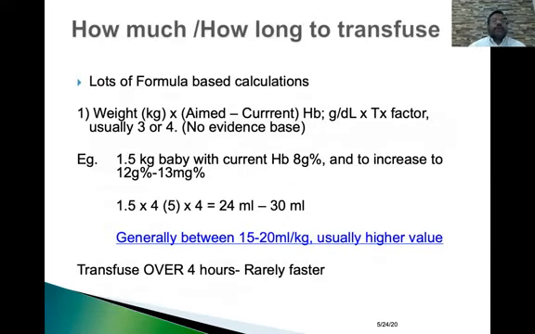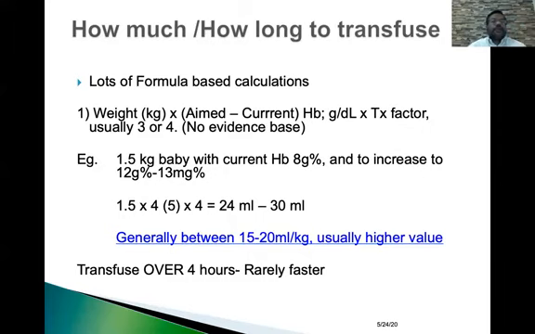How much and how long to transfuse for? There are a lot of formula-based calculations, but the commonest one is weight times the aimed minus current hemoglobin, or how much hemoglobin you want it to rise by, times the transfusion factor, which is usually 3 or 4. And it's not evidence-based, but there are plenty of them floating around, and you will have one of them when you're working in the neonatal unit.